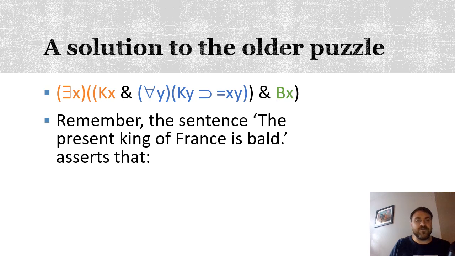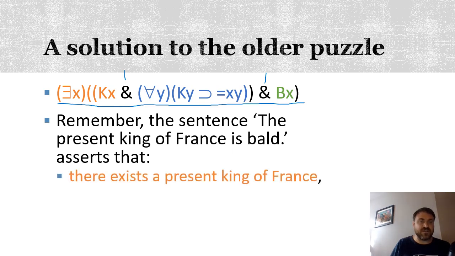Okay, so he comes up with this phrase here, which looks ungainly, but I've sort of color-coded it to make it a little bit simpler. It's really just a conjunction, right? Notice there's an and and an and. It's just a conjunction of three much simpler phrases. So the present king of France is bald asserts three things. First, it asserts that there exists a present king of France.